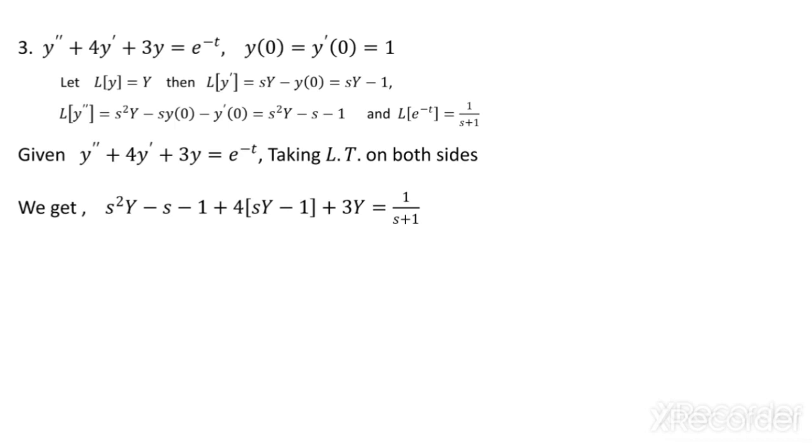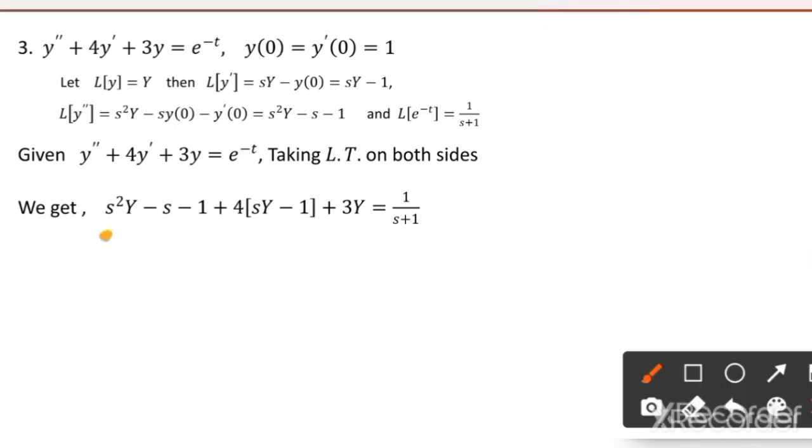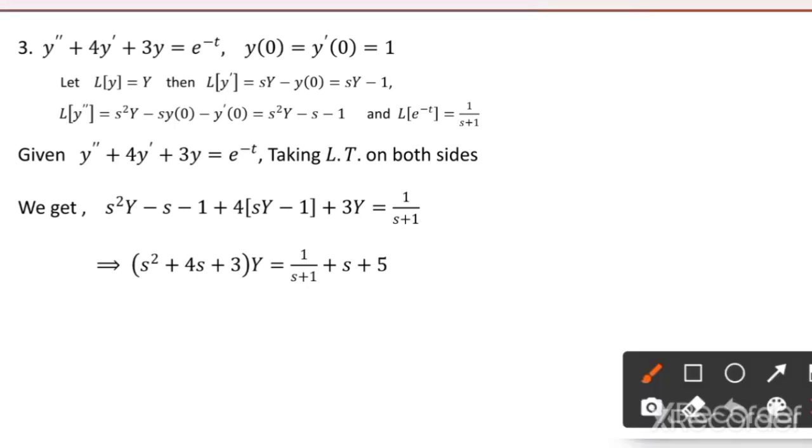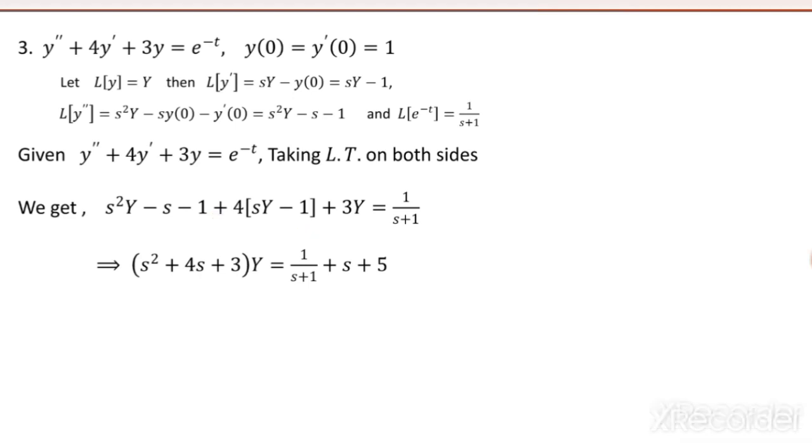What is the coefficient of Y? So you take the expression with Y on one side and free from Y on the other side. So I have s square plus 4s plus 3, correct? s square plus 4s plus 3 times Y is equal to 1 over s plus 1 plus s, because minus s goes that side, plus s, and minus 1 minus 4, that is minus 5, comes this side, plus 5, correct?